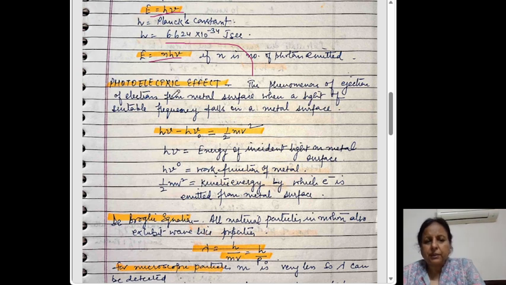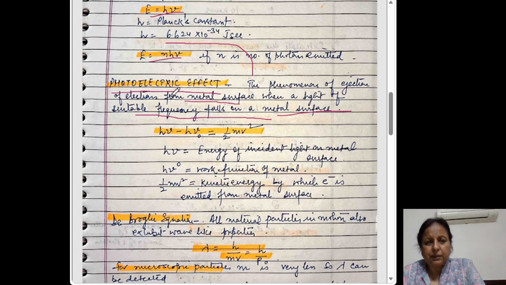Next is the photoelectric effect. What is the photoelectric effect? The phenomenon of ejection of electrons from a metal surface when light of suitable frequency falls on the metal surface. Whenever light falls on a metal surface with the minimum frequency such that electrons get ejected from it, that phenomenon is called the photoelectric effect.